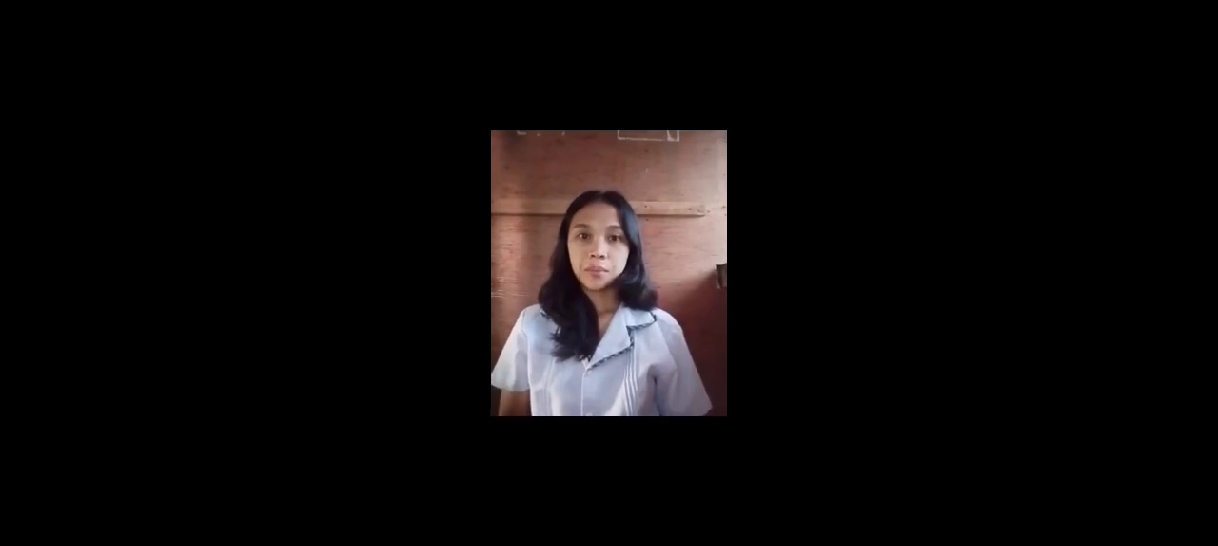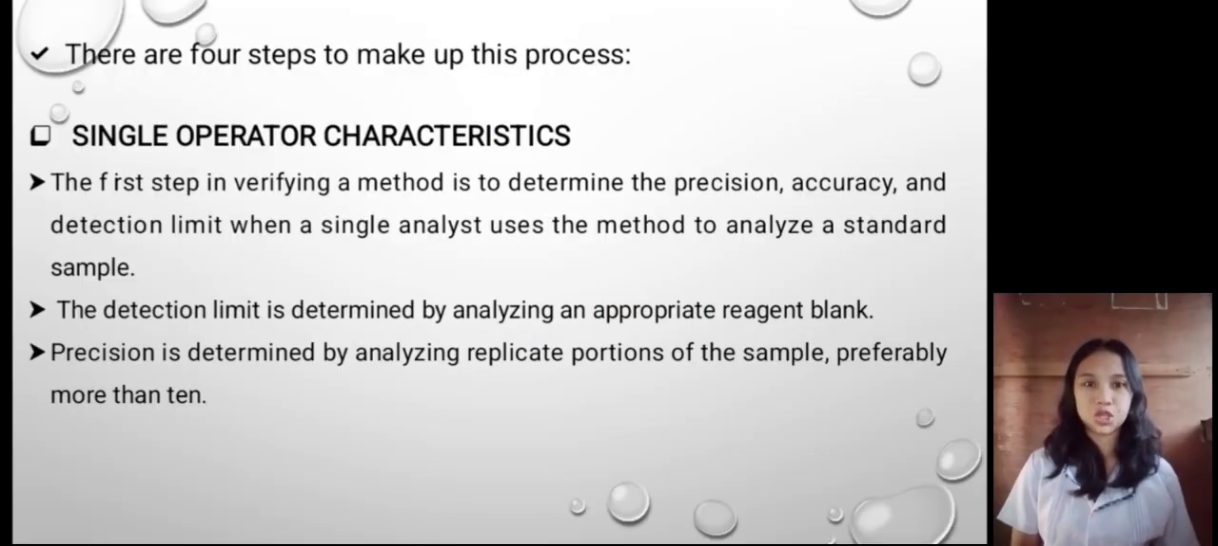Verifying method refers to the process of confirming that a specific analytical method performs reliably and accurately within a particular laboratory setting. This process ensures that the method produces a valid result when applied to a real sample.